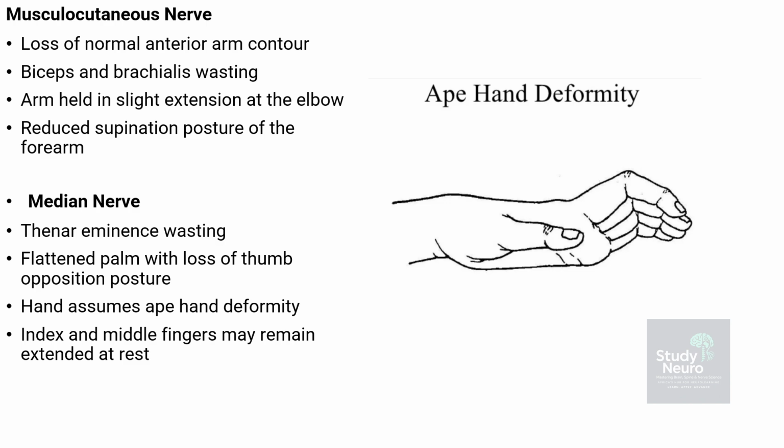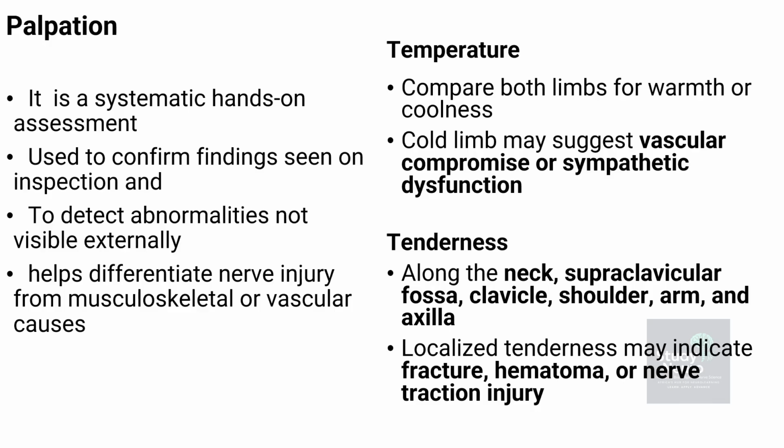Palpation is a structured, hands-on part of the physical examination that builds on what you've already observed during inspection. It helps confirm visible findings and, just as importantly, reveals abnormalities that aren't apparent from the surface. Through palpation, you can better distinguish a nerve injury from musculoskeletal or vascular causes of the patient's symptoms.